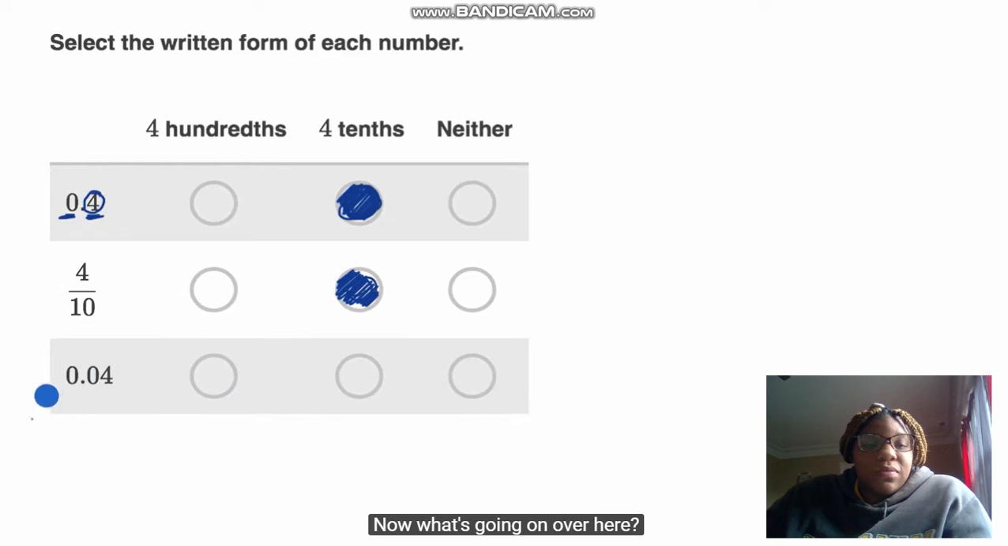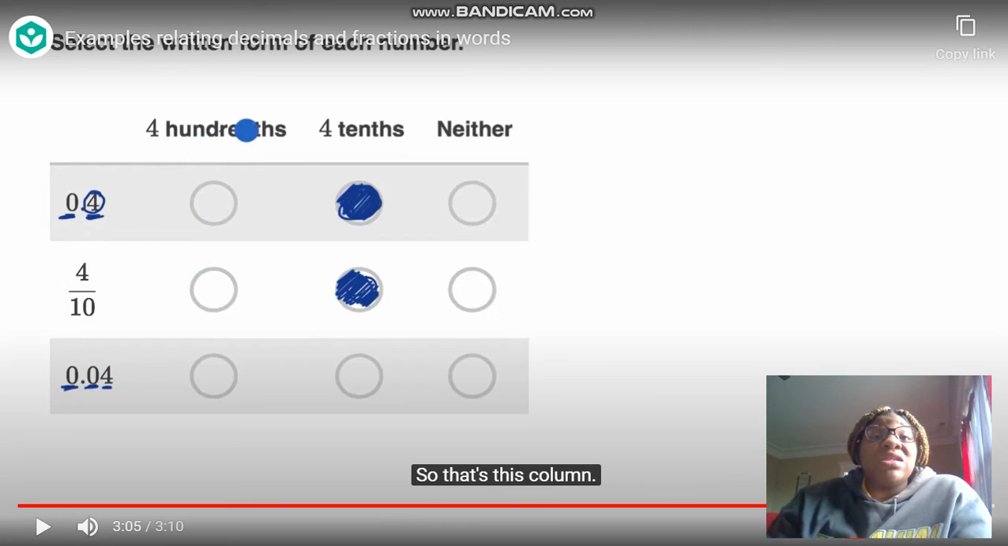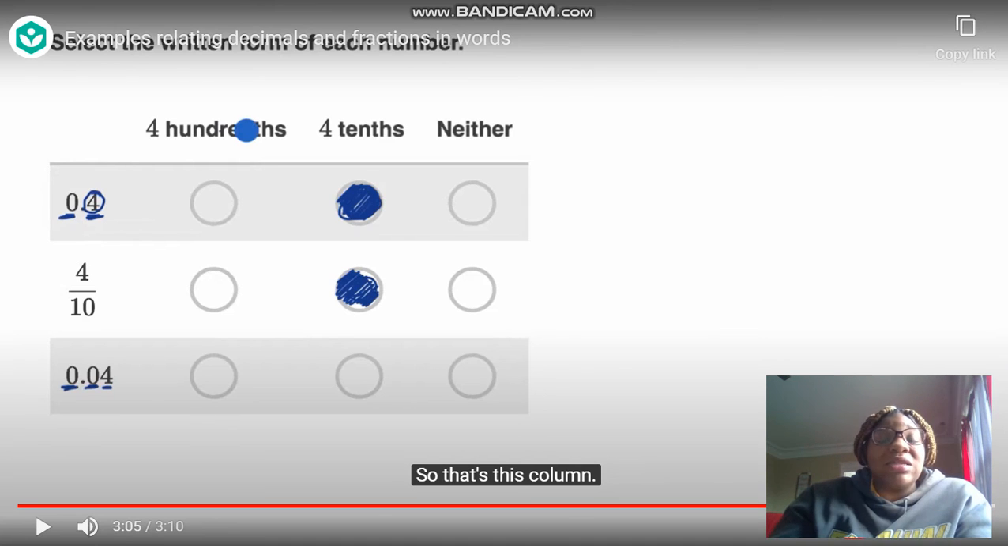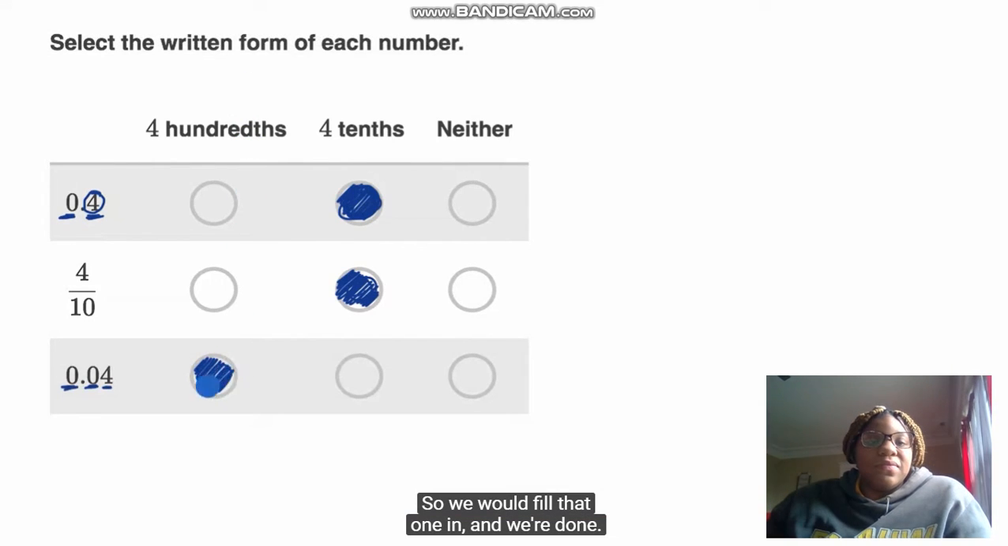Now what's going on over here? We have no ones, we have no tenths, but we have 4/100ths. Think about it. How many spaces to the right does hundredths have to be? Say it. 2 spaces after the decimal. 2 spaces to the right is hundredths. Say it. Nice job. That's this column, so we would fill that one in, and we're done.